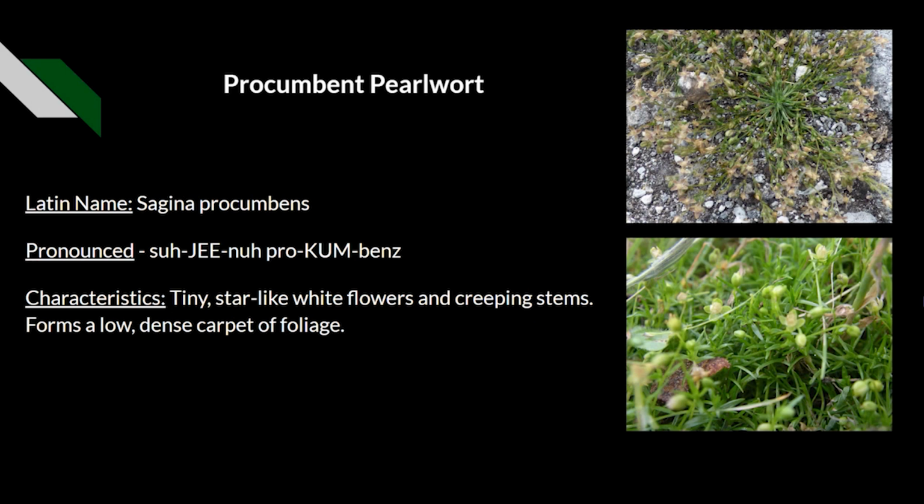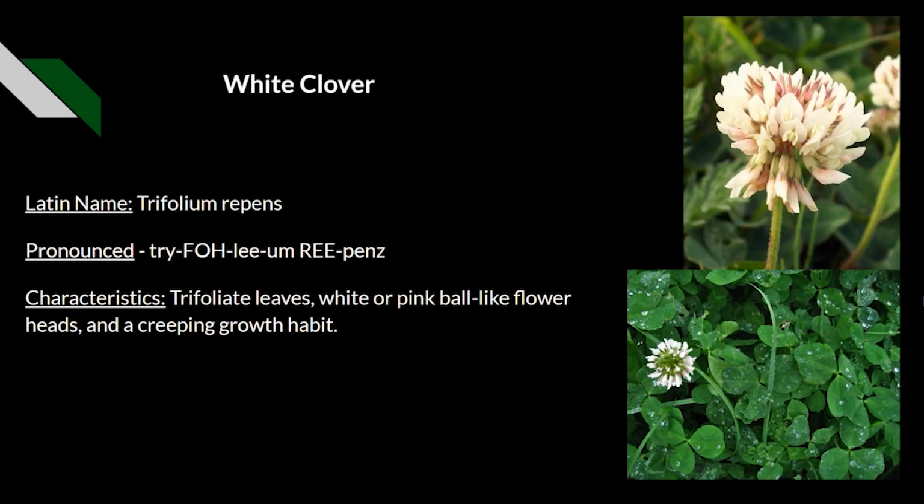Procumbent pearlwort. The Latin name here is Sagina procumbens. The characteristics here, they have tiny star-like white flowers with creeping stems. They form low and dense carpets of foliage which grow laterally. The white clover, which most of you should be familiar with, this is the Trifolium repens. The main characteristics here are the trifoliate leaves, white or pink ball-like flower heads, and the creeping growth habit.